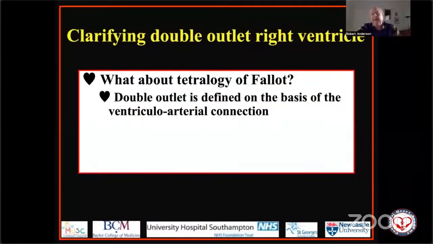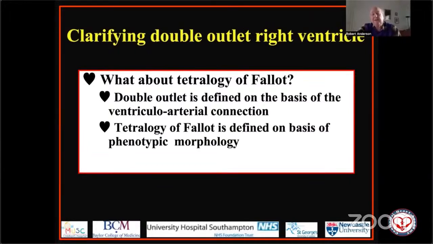So let's get back now to double outlet right ventricle in relationship to tetralogy. So we told you double outlet is defined on the basis of its ventricular-arterial connection. We showed you last time, however, that tetralogy is defined on the basis of the phenotypic morphology. And we also showed you last time that the two can coexist. So let's look at that again.